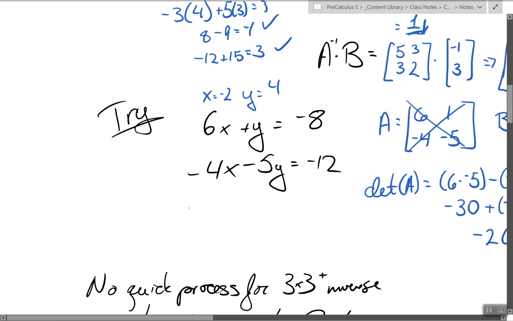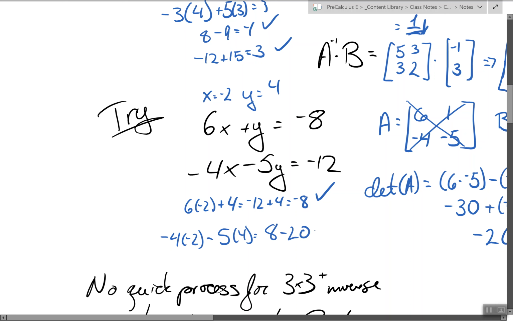So if we do 6 times negative 2 plus 4, that is negative 12 plus 4, which is negative 8. Great. And then we have negative 4 times negative 2 minus 5 times 4, which is 8 minus 20, which is indeed negative 12. Great. Okay, so both of those worked out, and we got our solution at negative 2, 4.